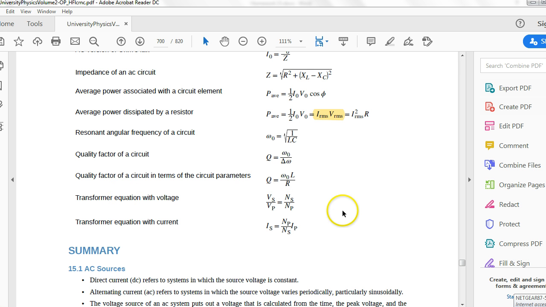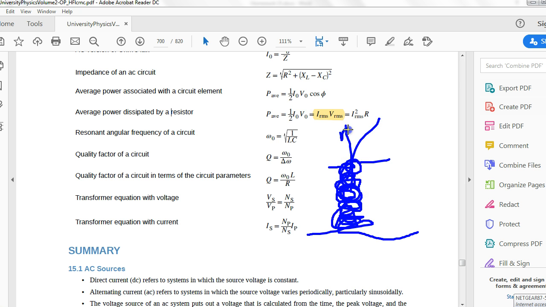A transformer. So a transformer takes advantage of the fact that the magnetic flux, so let's say I've got a coil of wire here, and then I come in and I put another coil of wire that is wound in the same physical space as the first coil of wire. That means they share magnetic flux, right? So the magnetic field going through there is going to be the same.